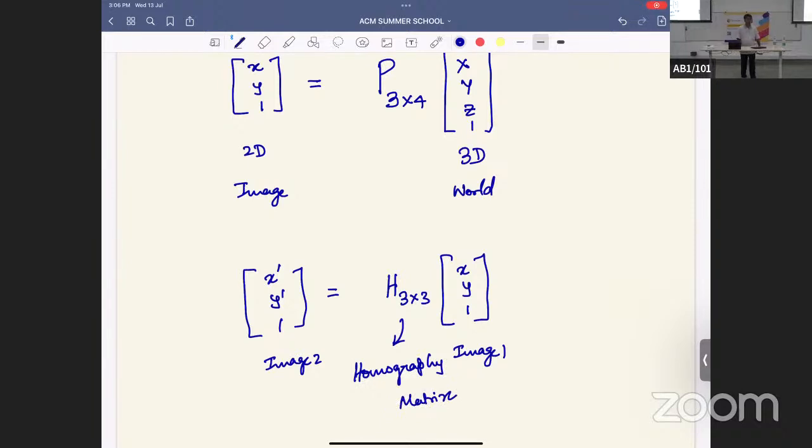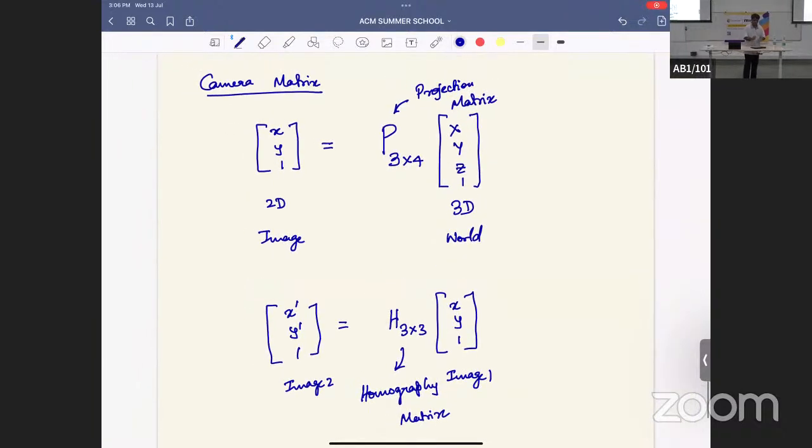Okay. So the other one is projection matrix. This is a homography matrix. This we are moving to the two view setting. So two things. But in general, we cannot have this constraint, right?